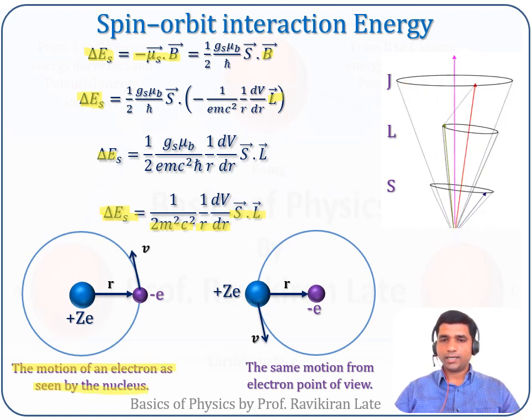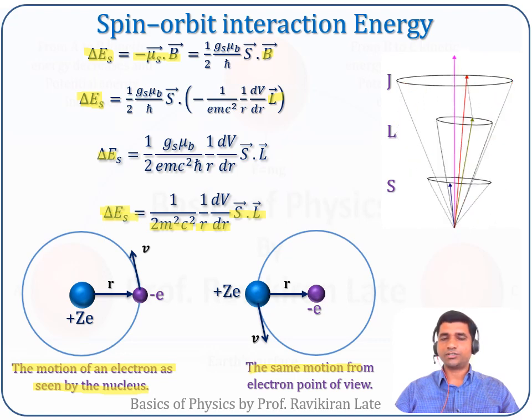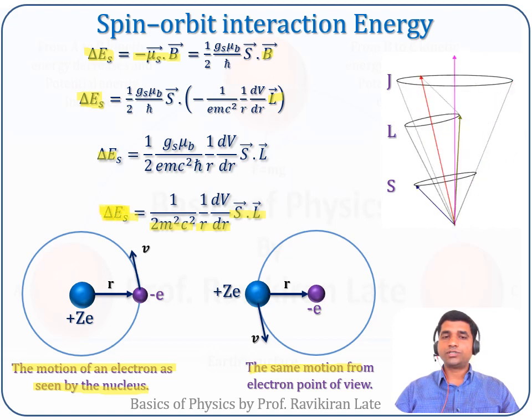We have calculated that in our yesterday's lecture, and we have found out that this term comes out to be 1 upon 2 m square c square, 1 upon r, into dV by dr, into S bar dot L bar. So this spin orbit interaction term depends upon the dot product of the spin angular momentum and the orbital angular momentum of an orbiting electron.